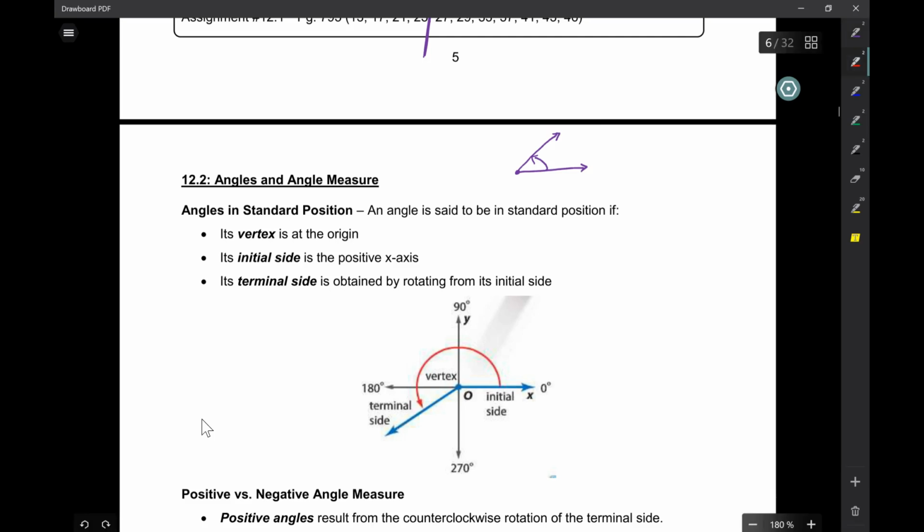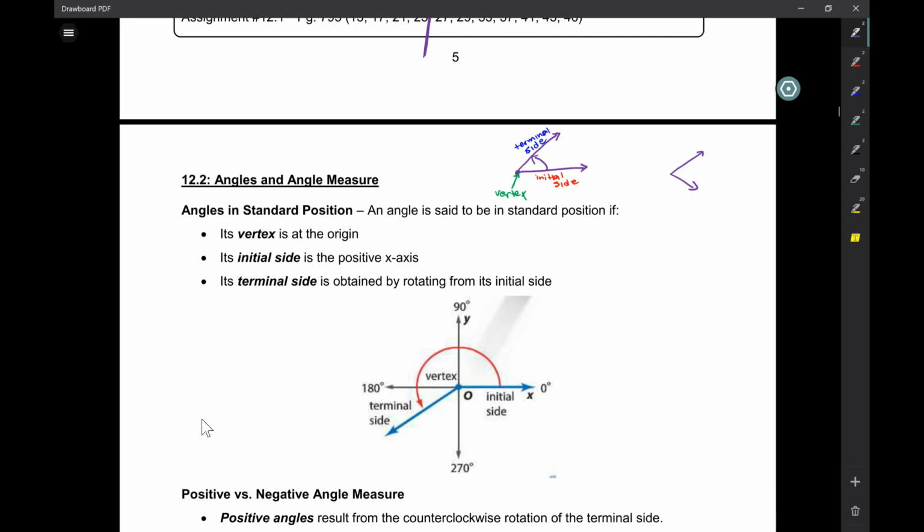All right, now that initial ray that we started with in our new angle will be called the initial side. And then after we rotate, that second ray that we draw is called the terminal side. And if you can remember from geometry, the point where those two rays intersect is called the vertex. So that's just a generic angle. And of course, I can have my angle oriented in any direction.